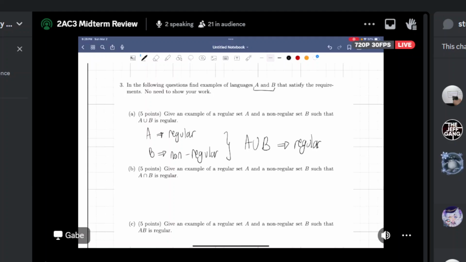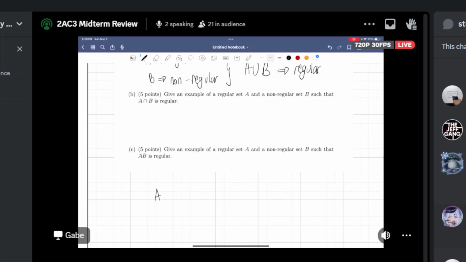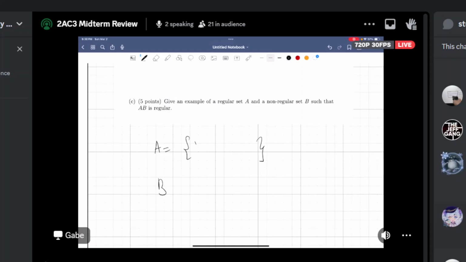You're right. Yeah. So this one is very important to know. If you have a regular set A that accepts a language, which is a set of strings, and you union it with a non-regular set.